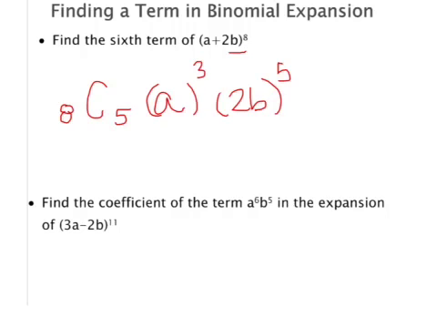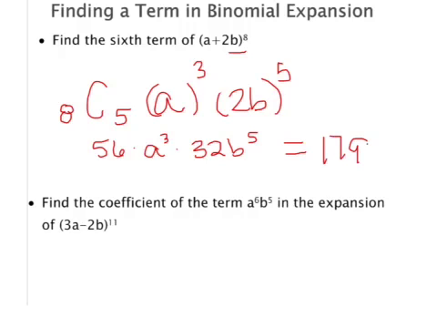Okay, so this is our 6th term. So 8 combinations of 5 is 56 times a cubed times 2b to the 5th, which is the same thing as 32b to the 5th. So our 6th term is 1792 a cubed b to the 5th.